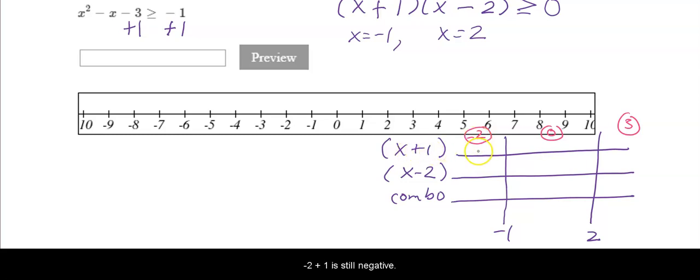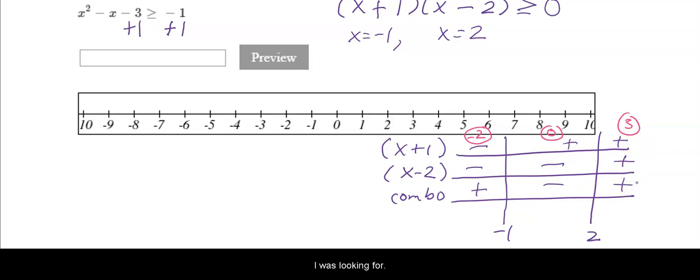Negative 2 plus 1 is still negative. 0 plus 1 is positive, and 3 plus 1 is positive. Negative 2 minus 2 is definitely negative. 0 minus 2 is still negative, but 3 minus 2 is positive. Negative times negative is positive, positive times negative is negative, positive times positive is positive.